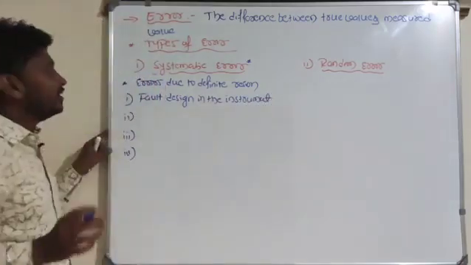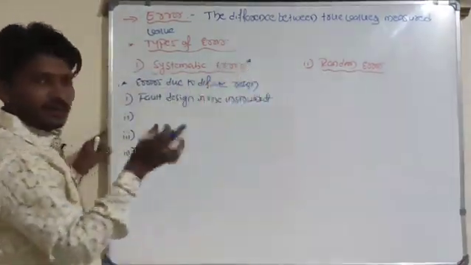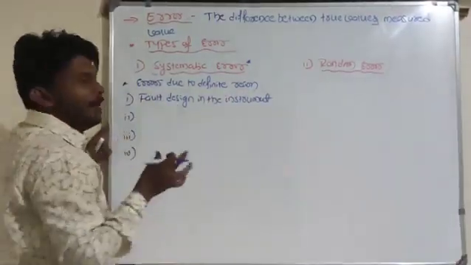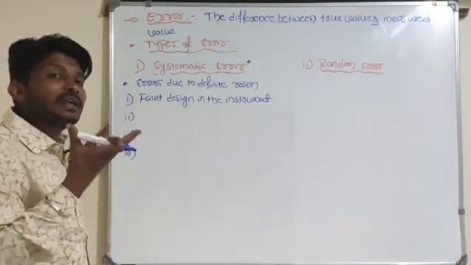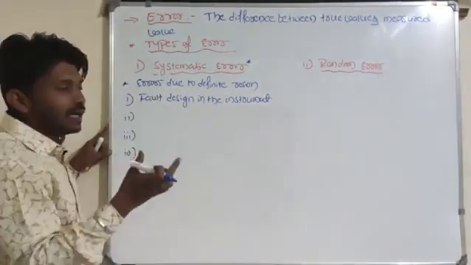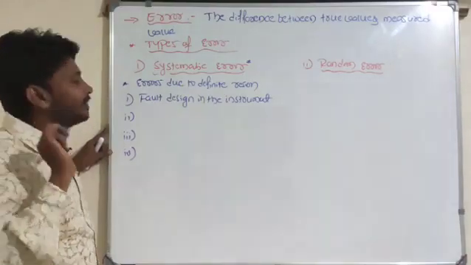So what is that systematic error here? In case of systematic error, errors are due to a definite reason. What's the definite reason? First reason, maybe the instrument is somewhere wrong, meaning the instrument is faulty. So due to faulty design of the instrument, you will get a certain kind of error. So that is one agreeable error here.